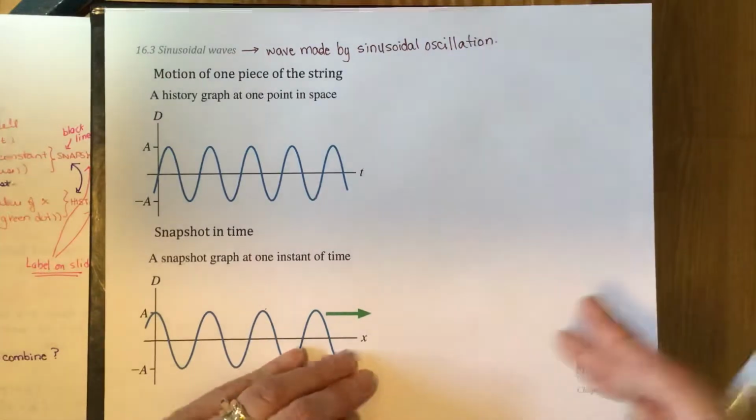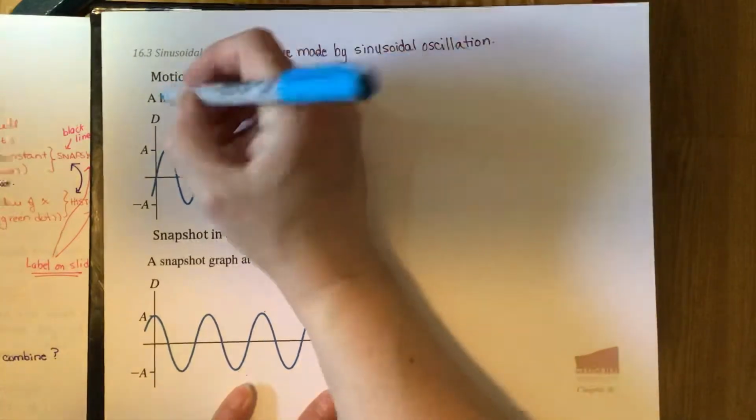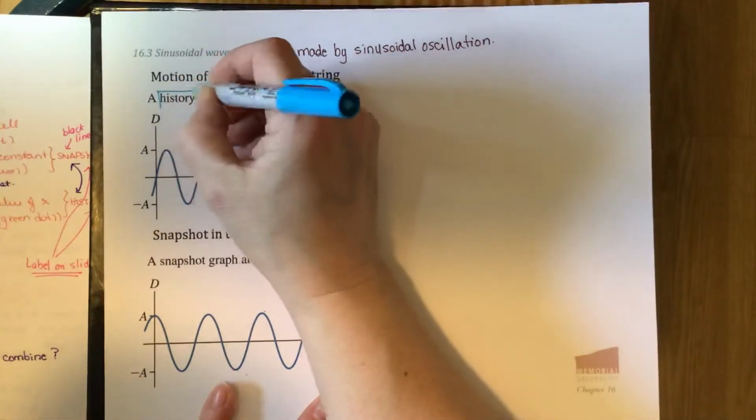So we're going to look at those two graphs that we defined, the history graph and the snapshot graph, and we're going to write down expressions for those, and then we're going to put them together. Let's start with the history graph.